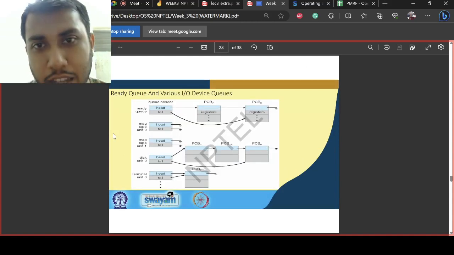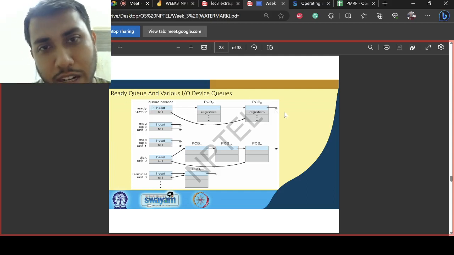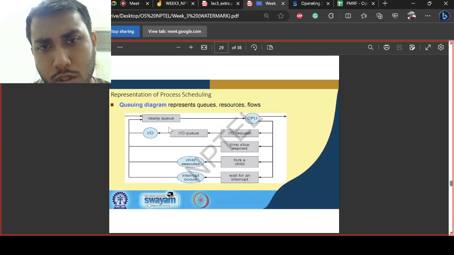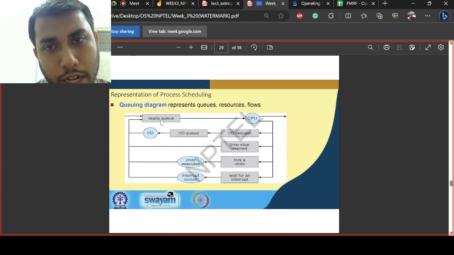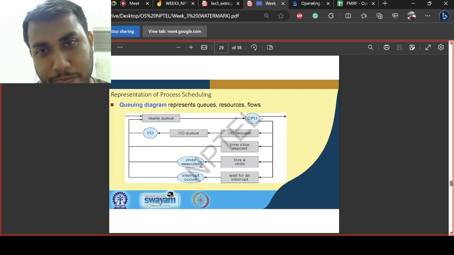Now, this ready queue and the various IO devices are basically queues, and a queue is basically a list. So it needs to know the first and the last, which one is the next in the queue, and those kinds of things. Here is one key example of how process scheduling happens. Here is your ready queue, CPU, IO request and all those kinds of things. Forking a child, waiting for an interrupt, then being added to the ready queue every time.